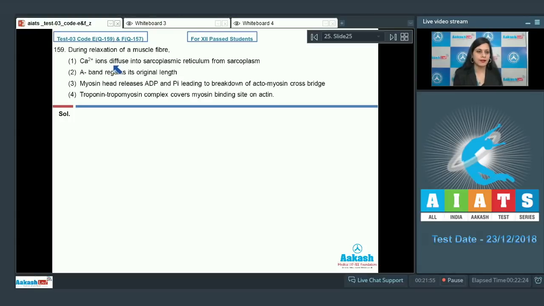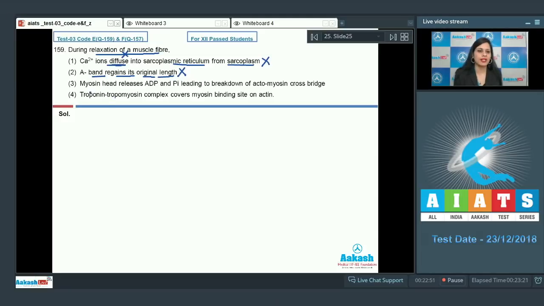Question number 159. During relaxation of a muscle fiber, very first option given is calcium ions diffuse into sarcoplasmic reticulum from sarcoplasm, and this is an incorrect option because calcium ions do not diffuse but they are actively pumped into sarcoplasmic reticulum from sarcoplasm during relaxation of a muscle fiber. The next option given is A band regains its original length, and this is an incorrect option because the length of A bands remains constant. It doesn't reduce or increase during relaxation or contraction of muscle.